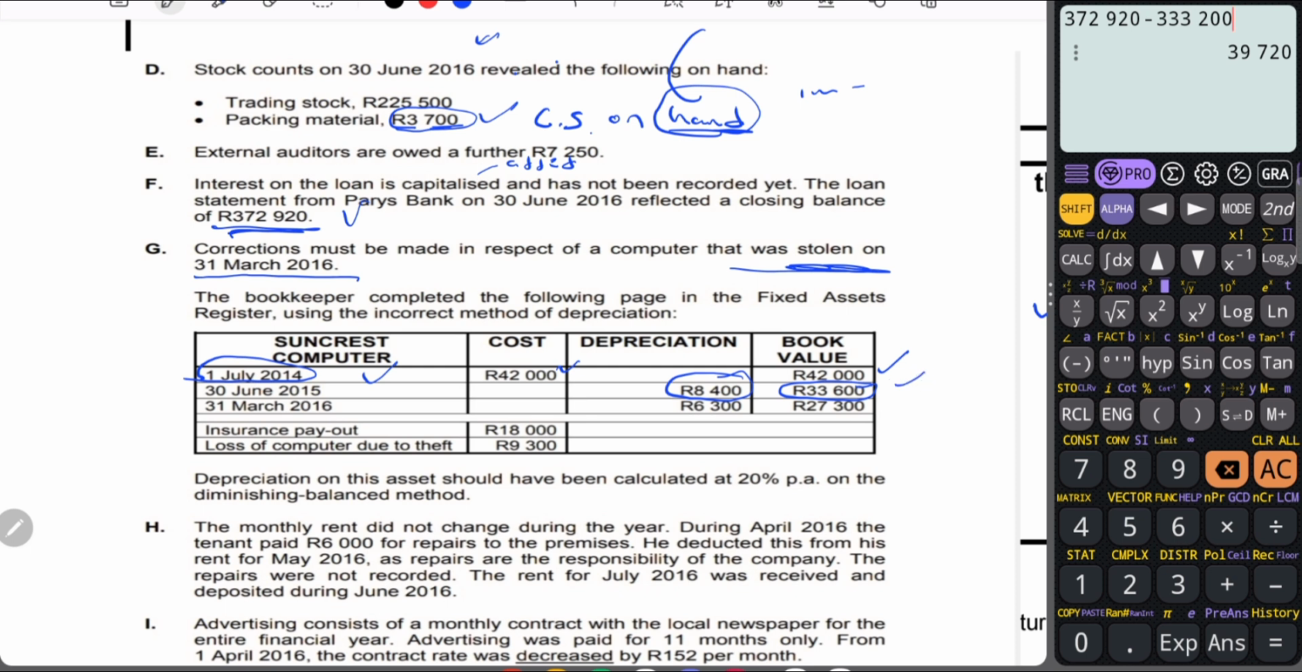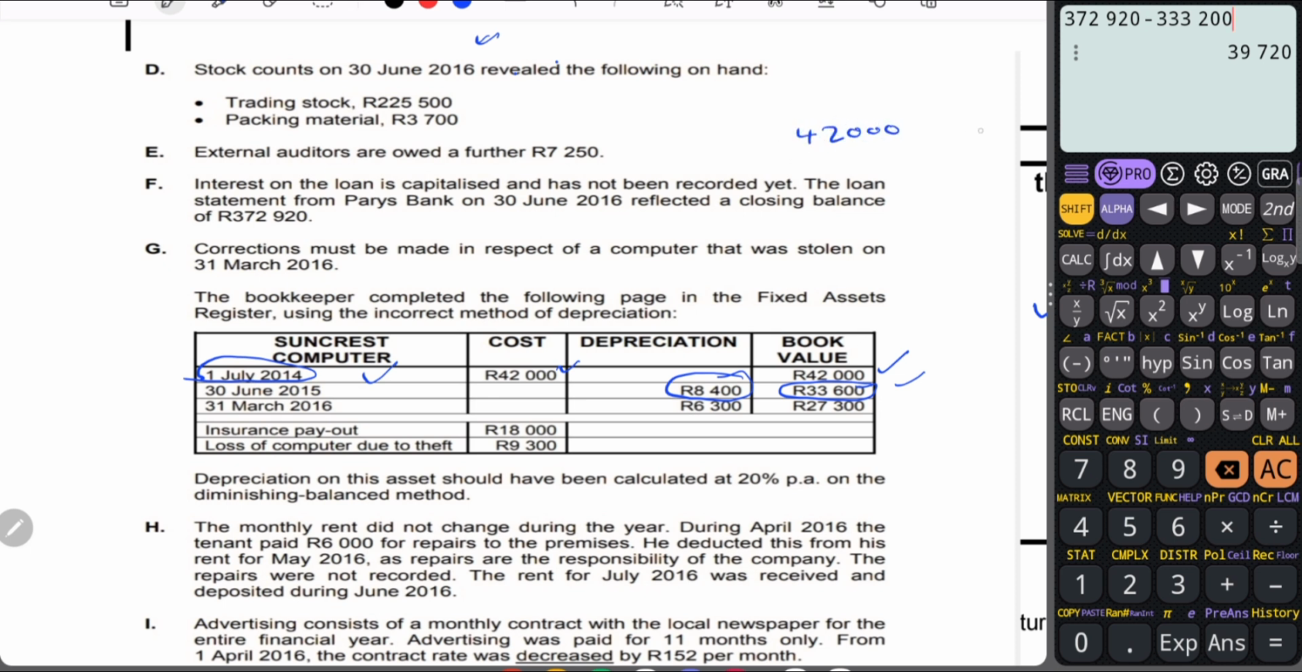How did they get this book value? They got it by saying 42,000 minus 8,400. Then you are going to get how much now? You are going to get 33,600 now.